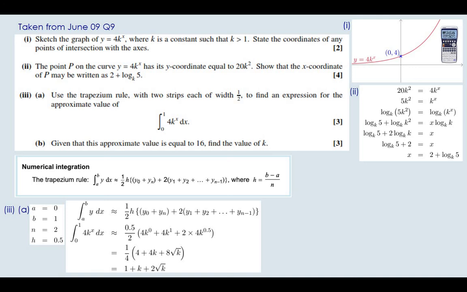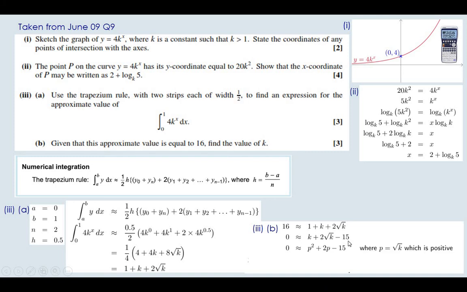For part B, we're told that this equals 16, and we now have to solve it for k. So first of all, we write that equation down. And we can see here that we have got a hidden quadratic. I've replaced k with p squared and root k with p. Now we know that it has to be positive, so square root is a positive quantity.